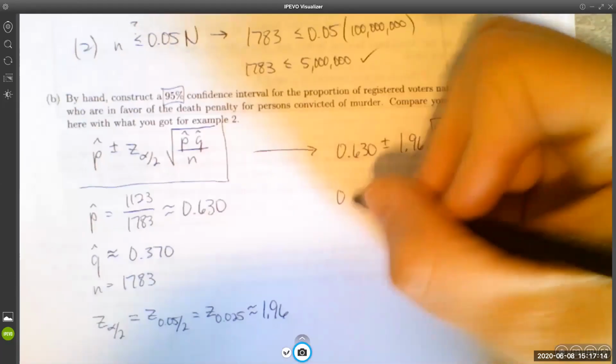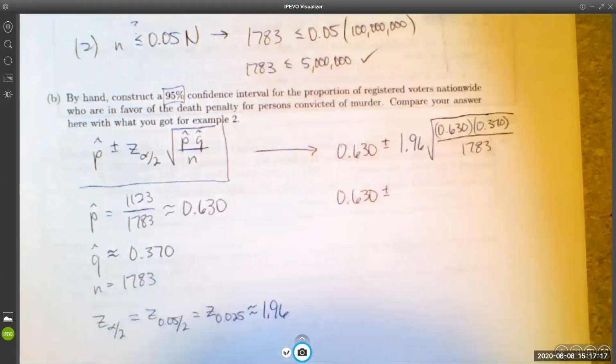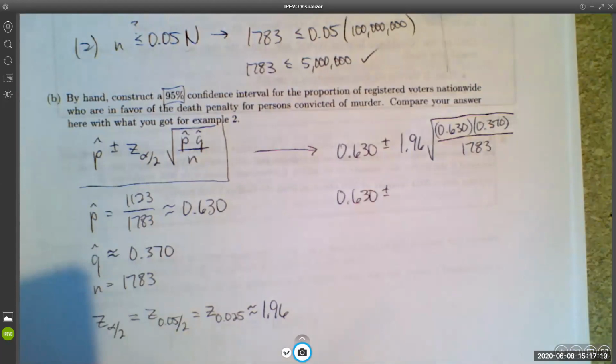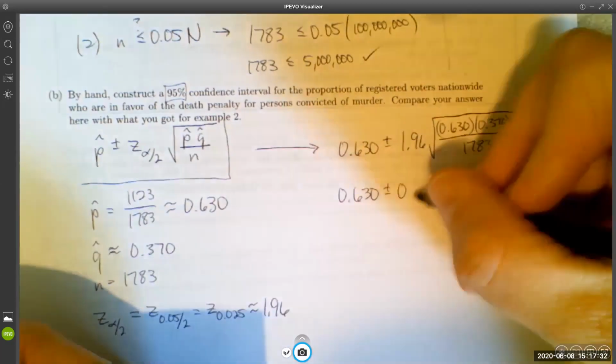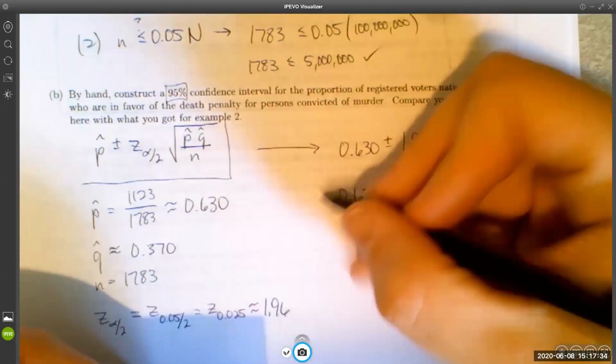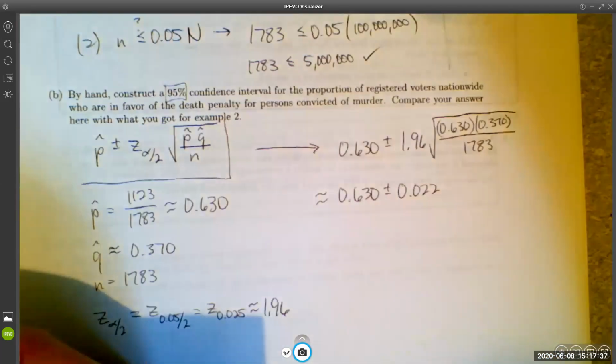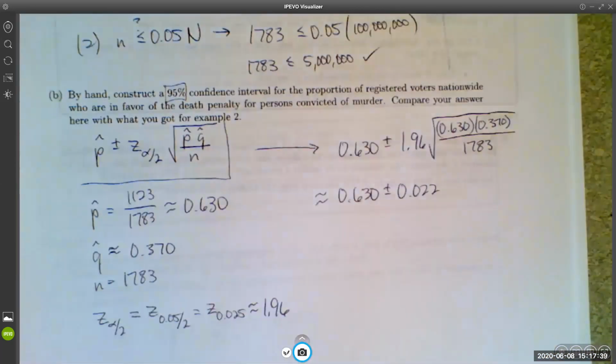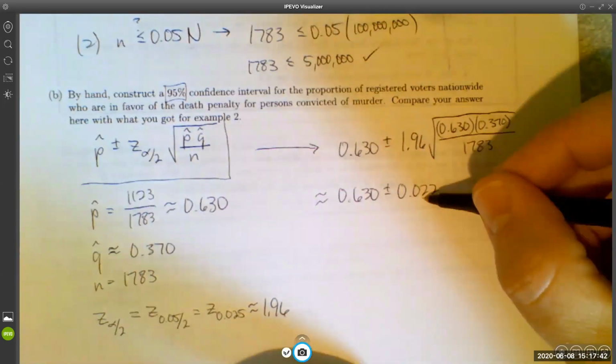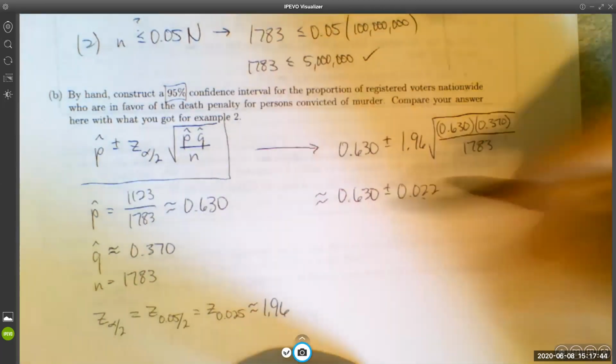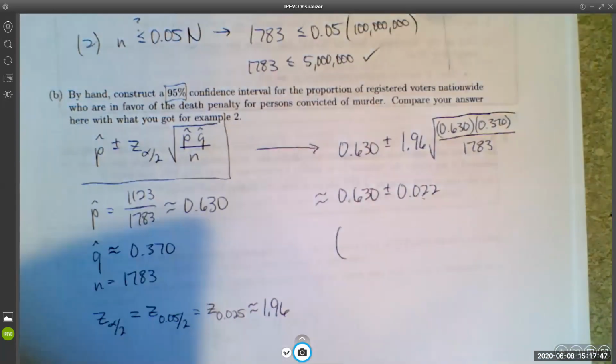Okay, so that's 0.630 plus or minus 1.96 times the square root of 0.63 times 0.37 divided by 1783. That's 0.022 approximately. And so now what we would do is take turns subtracting this number from that number and then adding this number to that number. So if we subtract, we get 0.63 minus 0.022.